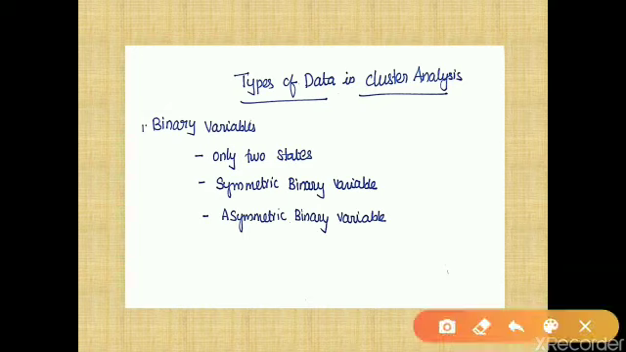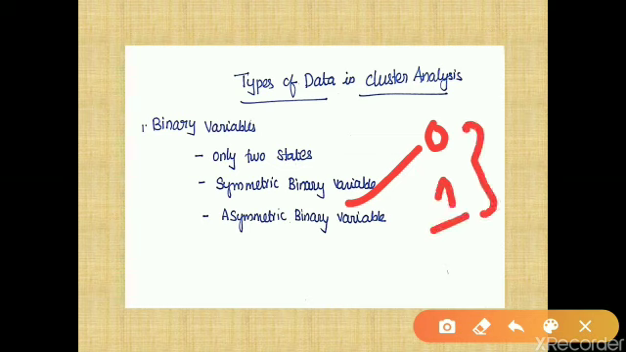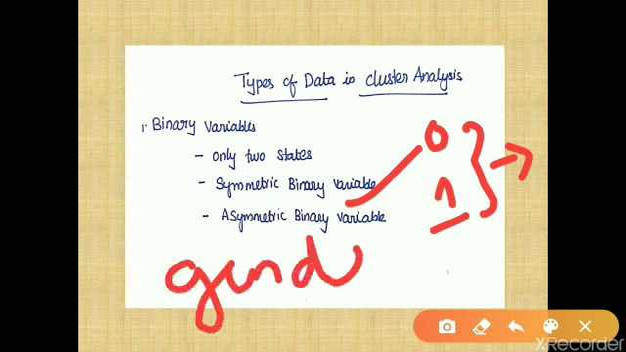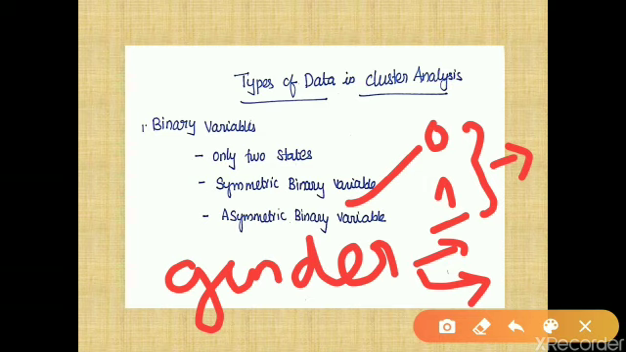In the case of a symmetric binary variable, both states, either 0 or 1, have equal weight. One example is an attribute called gender. In the case of gender, two states are there, either male or female, and these two states have equal weightage. That is the case of a symmetric binary variable.